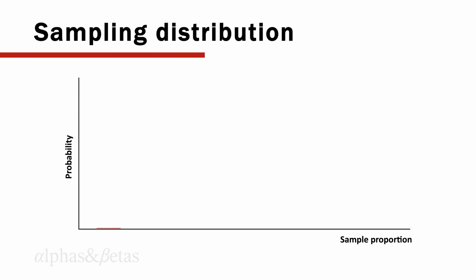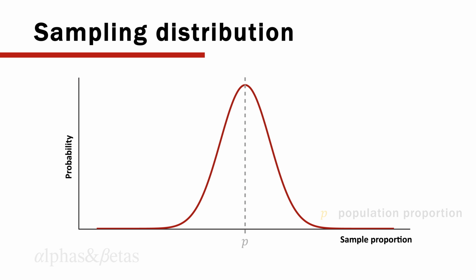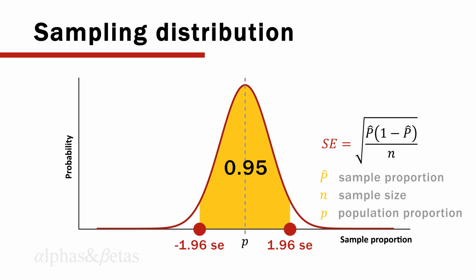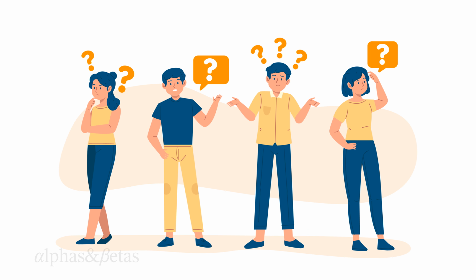The sampling distribution of the sample proportion is approximately normal. It's centered at the population proportion p. The standard error is the square root of the sample proportion, p hat, times 1 minus p hat, all divided by the sample size n. Under the sampling distribution, there's a 95% chance that you get a sample proportion within 1.96 standard errors of the population proportion. How did we get 1.96?